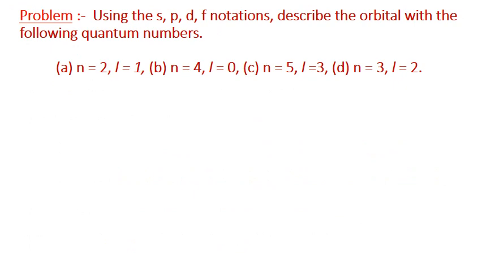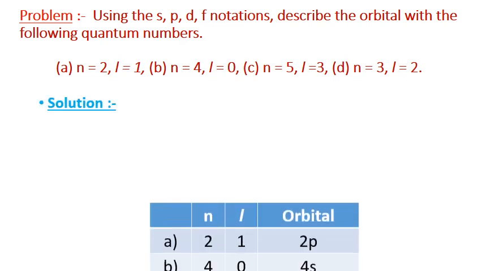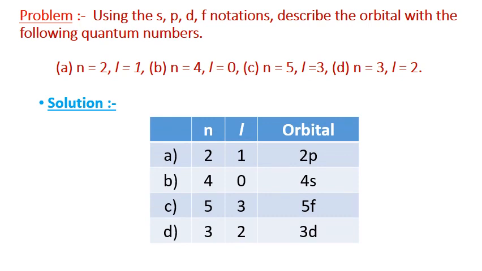Using the s, p, d, f notations, describe the orbital with the following quantum numbers. Solution. If n value is 2, l value is 1, the orbital is 2p. If n value is 4, l value is 0, the orbital notation is 4s. If n value is 5, l value is 3, the notation for this orbital is 5f. If n value is 3, l value is 2, the notation for this orbital is 3d.